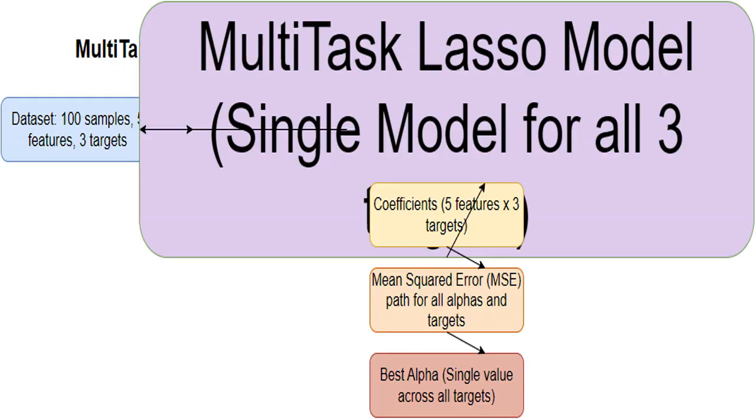I use a single MultiTaskLassoCV model. This model jointly learns the relationships between the features and all 3 target variables. The key is that it learns from all targets simultaneously to improve predictions for all of them.